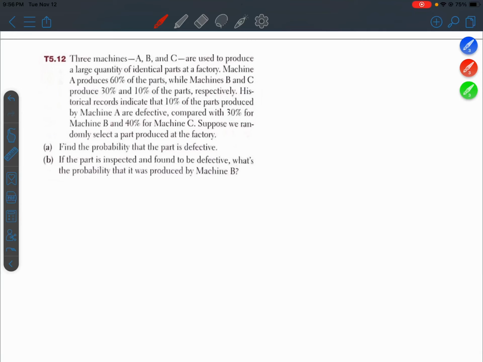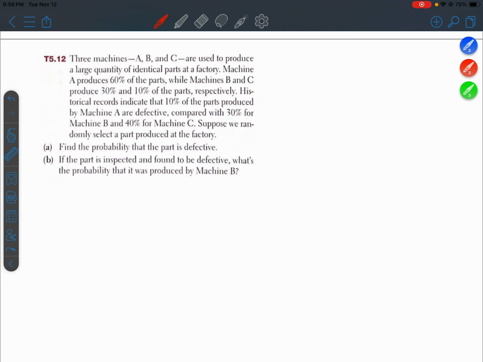Question number 12. Three machines, A, B, and C, are used to produce a large quantity of identical parts at a factory. Machine A produces 60% of the parts, while machine B and C produce 30% and 10% of the parts respectively. Historical records indicate that 10% of the parts produced by machine A are defective, compared with 30% for machine B and 40% for machine C. Suppose we randomly select a part produced at the factory.